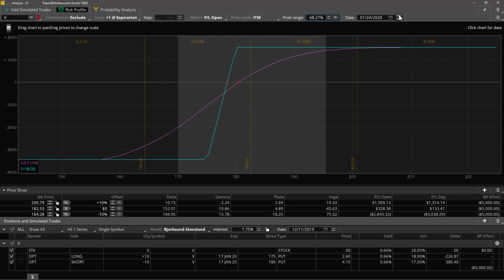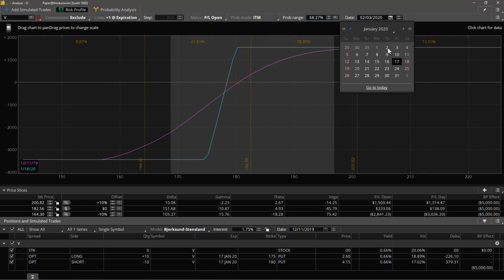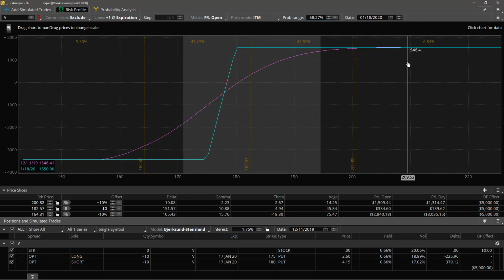Generally, though, you want to set this date to the day after the expiration date of the options in your trade. If there are multiple expiration dates for the options in your trade, then usually you'll be interested in the nearest expiration, but in any case, you'll want to choose whatever date is appropriate for the information you want.